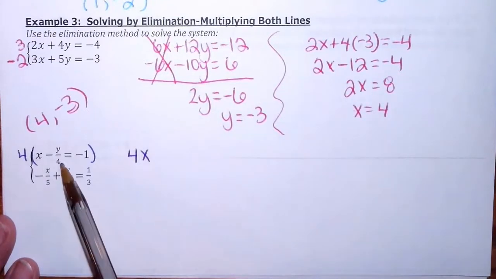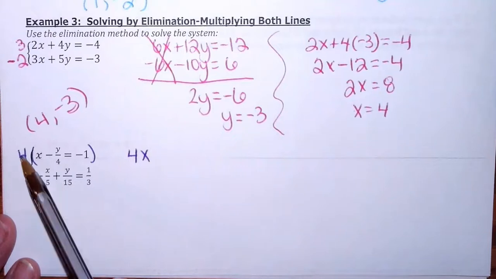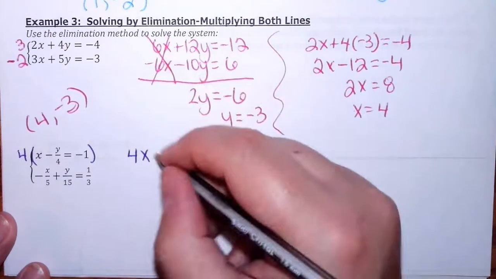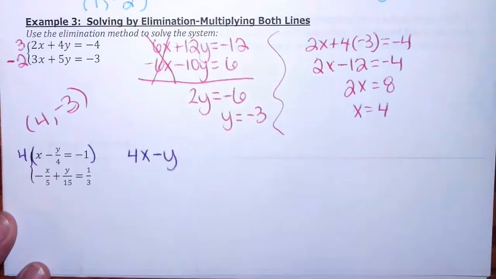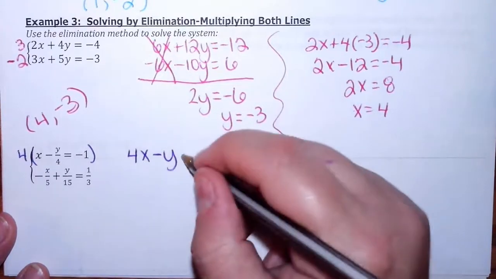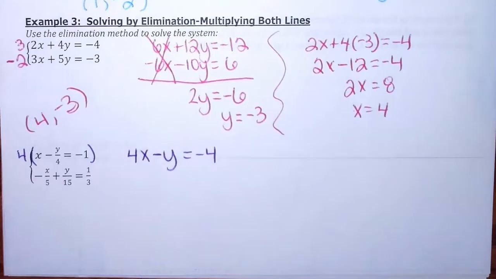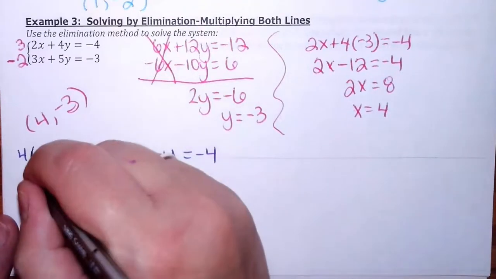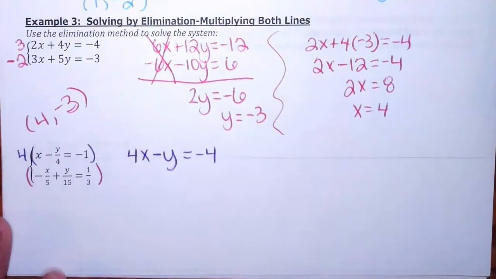So this will become 4x. If I multiply that right here, this would just become minus y. And if I multiply 4 by negative 1, that'll be negative 4. So I'm not changing anything here in terms of what the equation means. I'm just trying to make it a little bit easier to work with by getting rid of that fraction. And I'm going to do the same thing to the bottom here. And then we'll see what we're working with without the fractions.